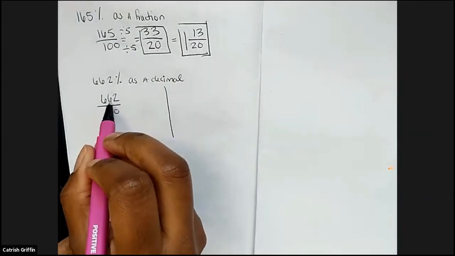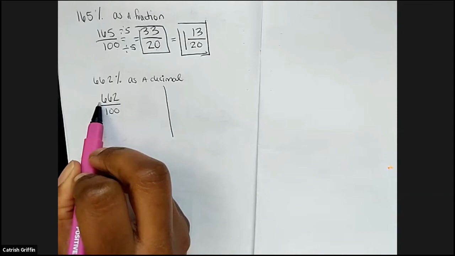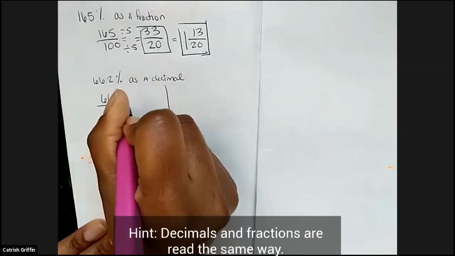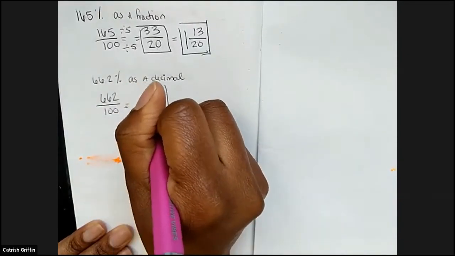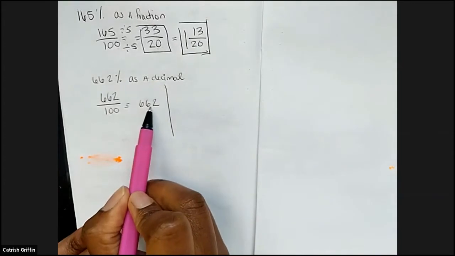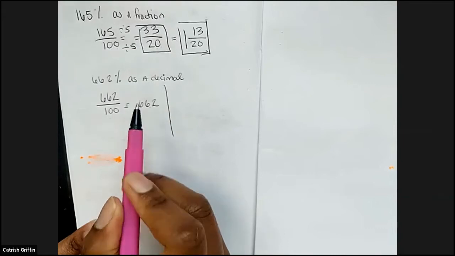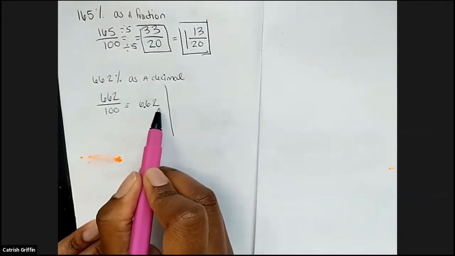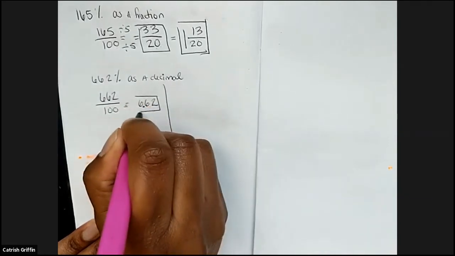So for this one, I know this is a percentage, so that means my denominator is 100. If I wrote this the way that I read it, I would read this 662 hundredths. That means that my number needs to end in the hundredths place. If I put my decimal here, my number would end in the tenths place because it's only one digit behind the decimal. But if I put my decimal here, my answer would end in the hundredths place. So that means that this would be my answer as a decimal.